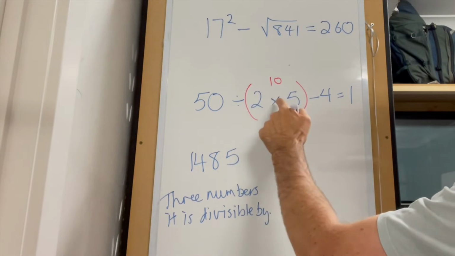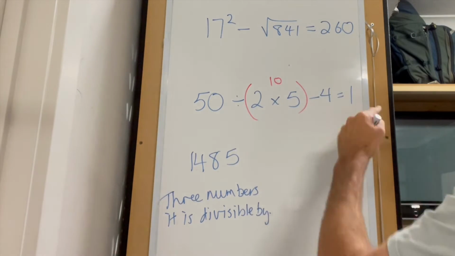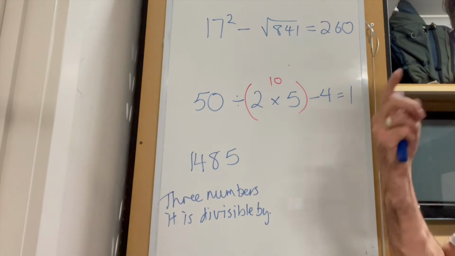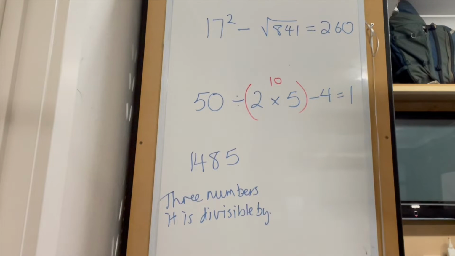And notice the note taking. 50 divided by 10 will give us 5. 5 take away the 4 will give us the 1, okay? So you've got a bit of logical thinking about how you're going to end up from getting from 50 all the way down to 1.